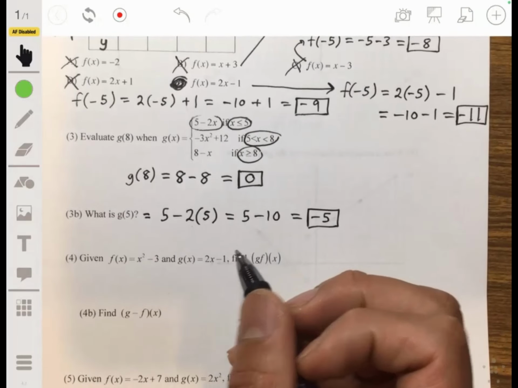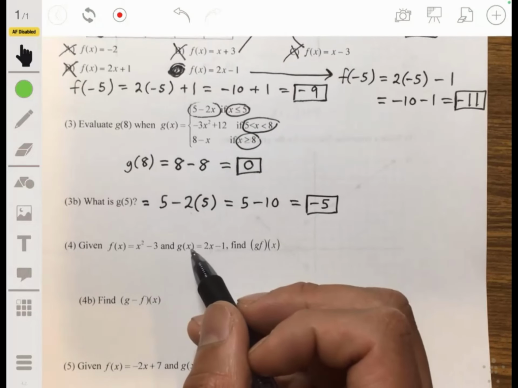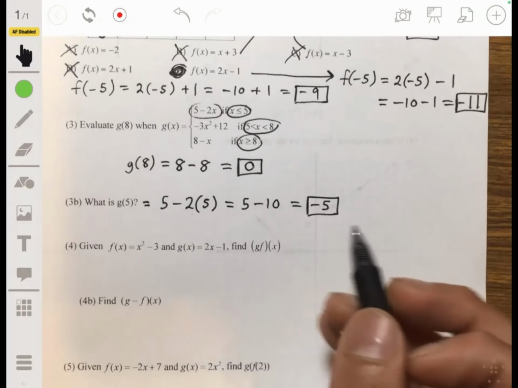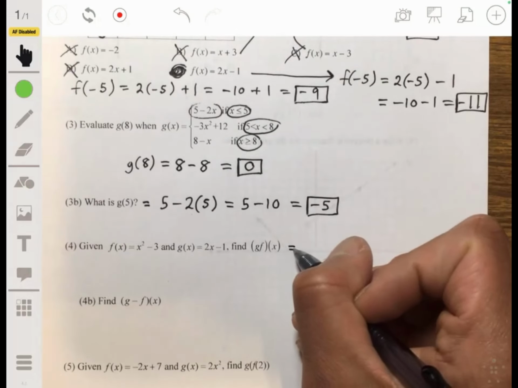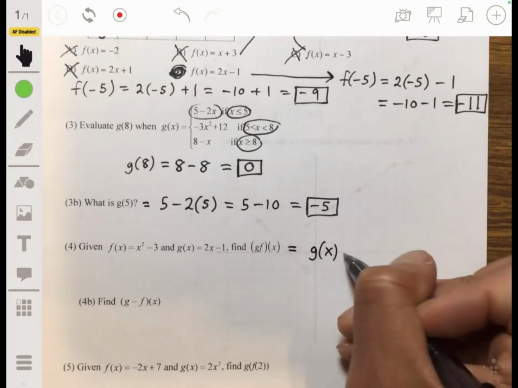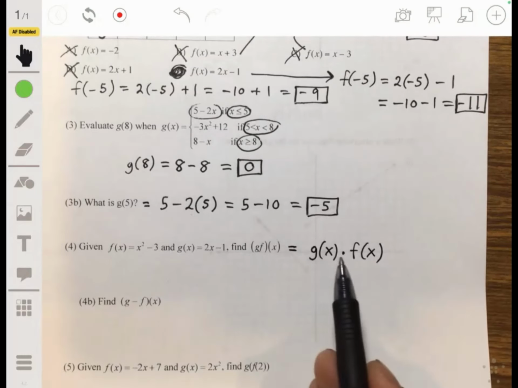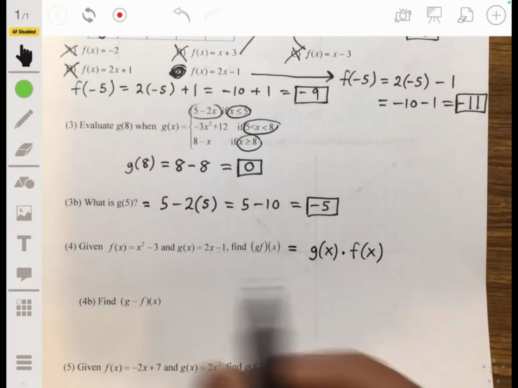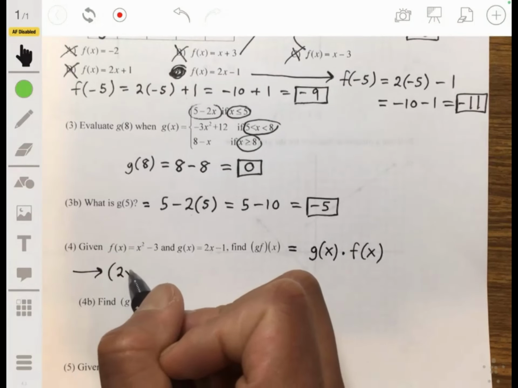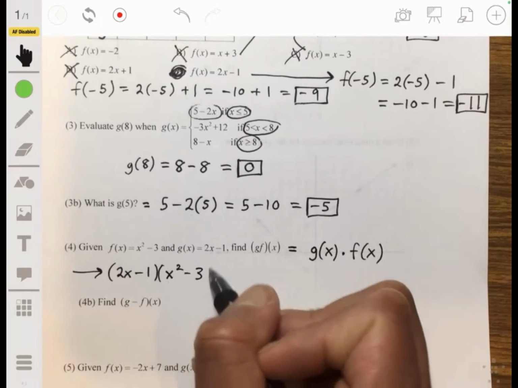All right, next we've got, given that f of x is x squared minus 3 and g of x is 2x minus 1, find gf of x. So this is essentially the notation we use when we multiply g of x by f of x. So we're going to multiply g of x by f of x. So this is going to look like this. This is going to be equal to 2x minus 1 times x squared minus 3.